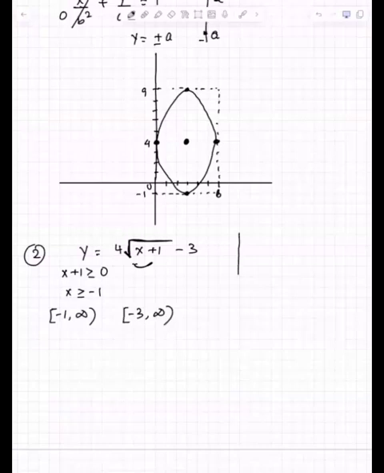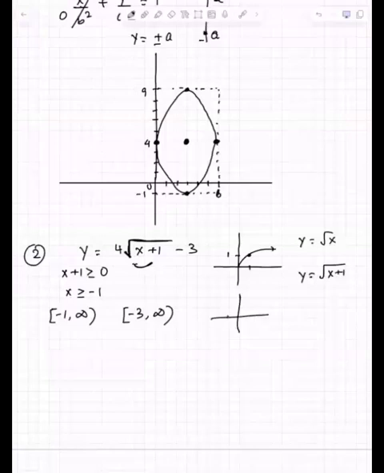We can do this again by looking at the graph also. So here is the graph. And again, you should know your graph. This is the graph of the square root function, right? Square root of x. What's the only transformation? We shifted this to the left by 1. So this is the graph now.